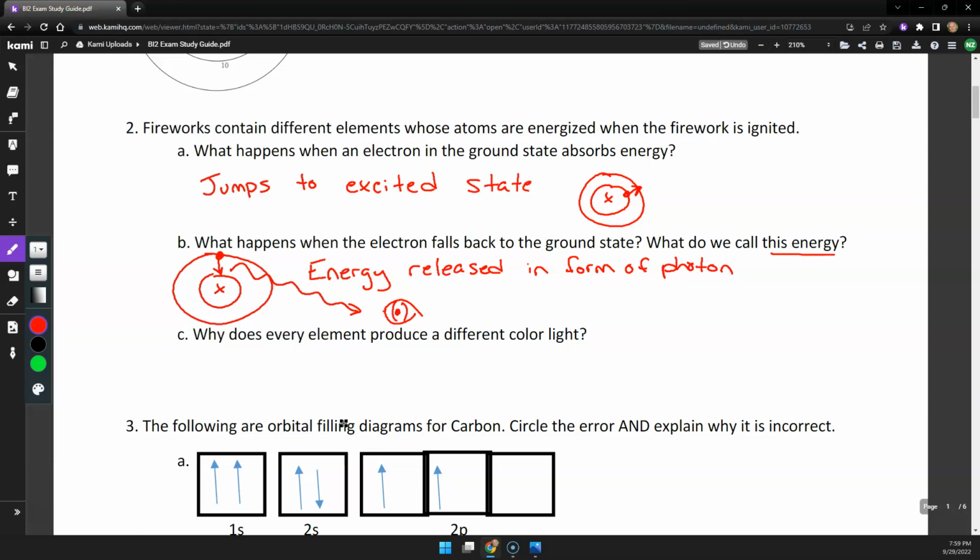Why does every element produce a different color light? Well, no two elements have the same difference in energy. No two elements have the same difference in energy. E-N-E-R-G-Y.